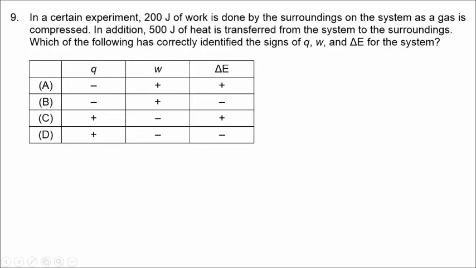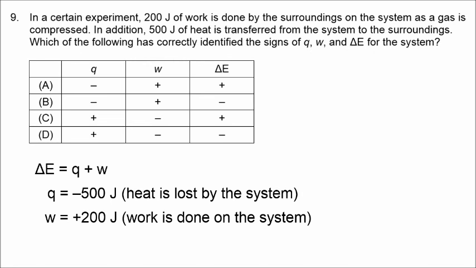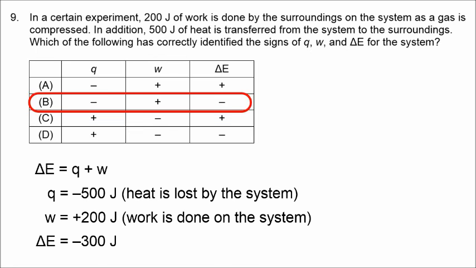Question 9 is dealing with thermochemistry. We have work being done by the surroundings on the system, and we have heat being transferred from the system to the surroundings. Delta E is equal to the sum of the heat and the work. The heat is going to be negative 500 because the system is losing heat. The work is going to be positive 200 because it's being done on the system, and that sum is negative 300. So based on those signs, the correct answer to number 9 is B.